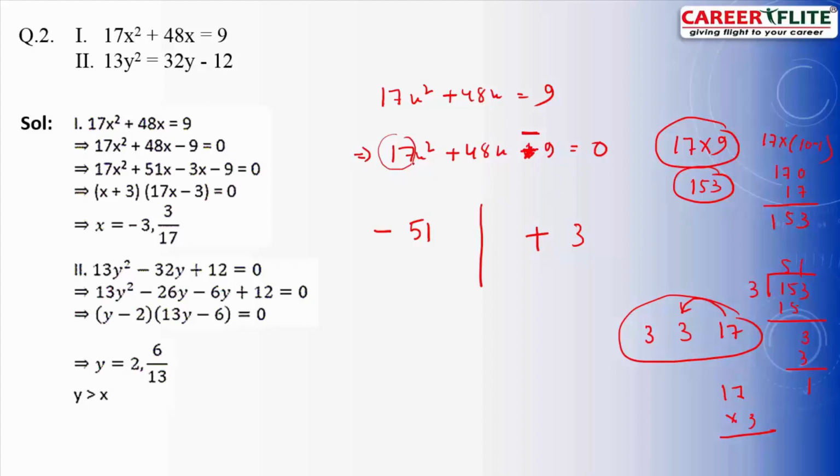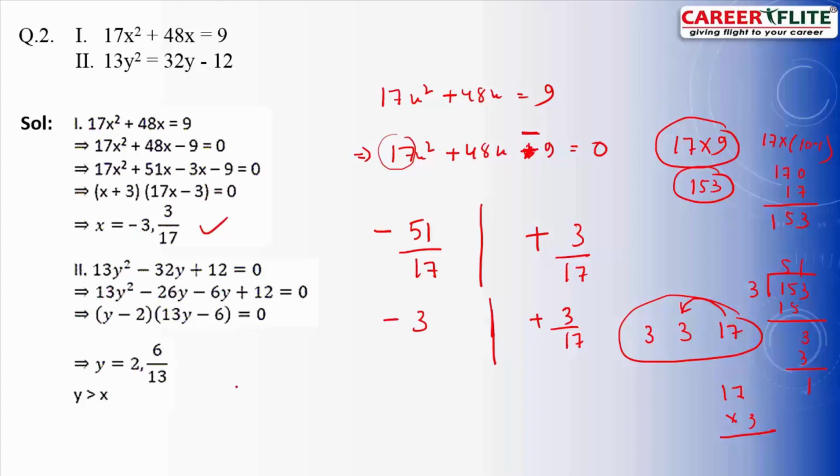Now, since 17 is the coefficient of x square, it will be divided by 17. So we will have the values as minus 3 and minus 3 by 17. These two are the roots of x. In the conventional way also you will get it in this way.